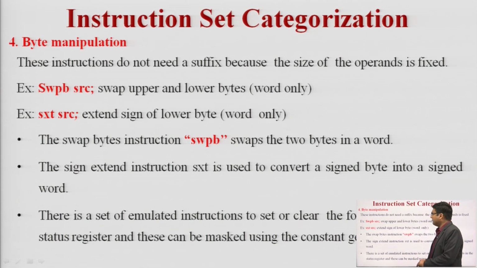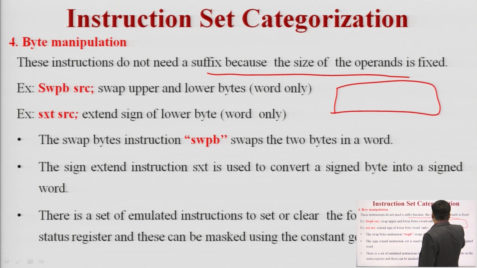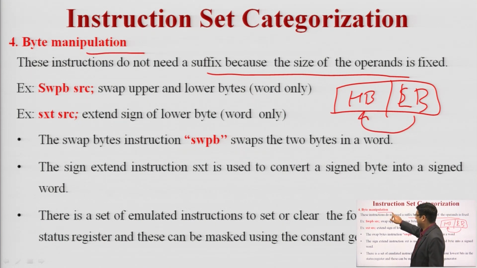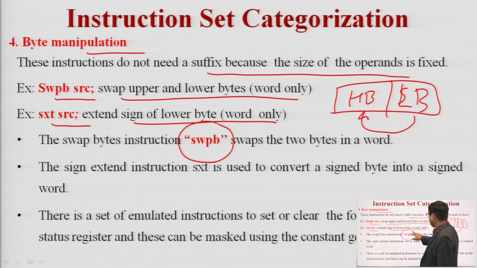Byte manipulation means that the instruction does not need a suffix because the size of the operand is fixed. For example, in a word there are a higher byte and a lower byte. If we want to swap the value between the higher byte and the lower byte, it will be carried out through byte manipulation. For that we use SWPB SRC and SXT SRC. SWPB swaps the upper and lower bytes, only in a word, only 16 bits possible. SXT extends the sign of the lower byte.